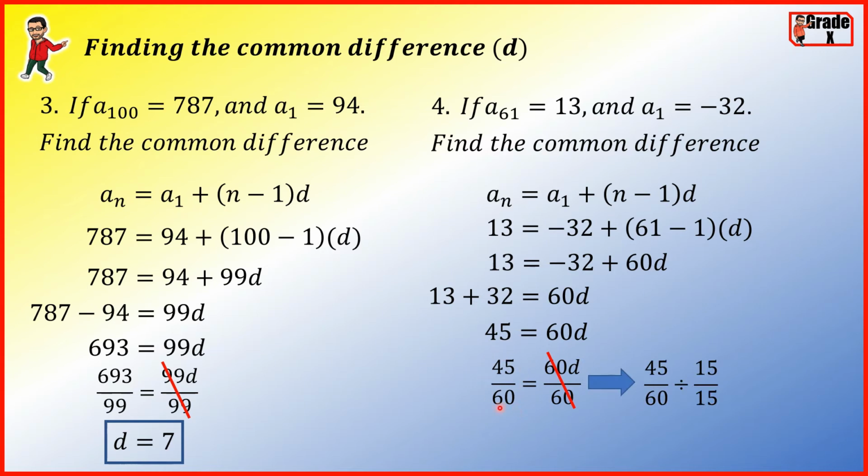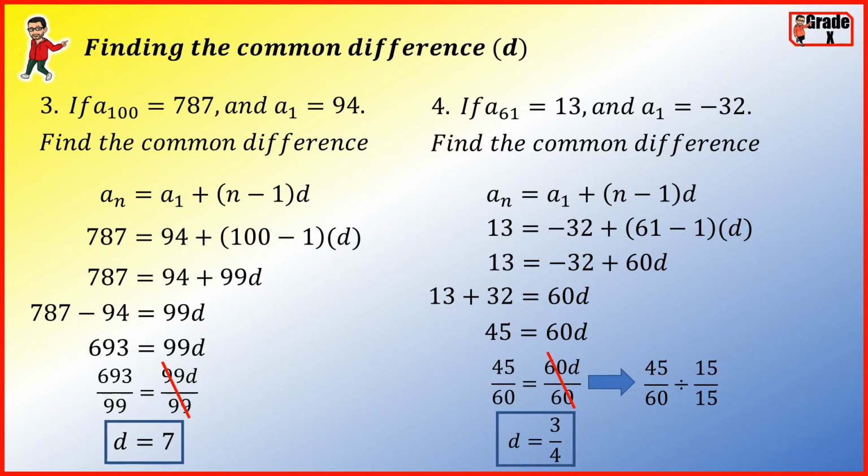Kung kukunin natin yung lowest term nito, ang gagawin lang natin, kunin natin yung GCF niya, which is 15. So 45 divided by 15 is 3. 60 divided by 15, so that is 4. So therefore, the common difference is 3/4.